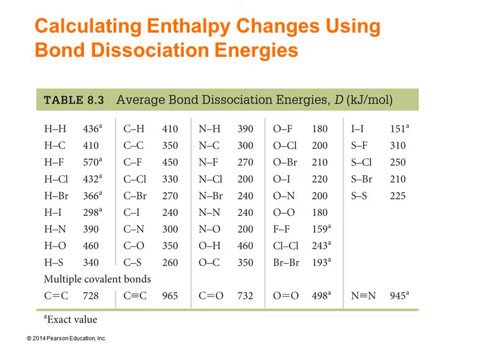One thing I really want you to note when you're looking at this table is the sign of all these bond dissociation energies. All these bond dissociation energies are positive. And if they're all positive, what does that mean? It means the process of breaking a bond is endothermic. In order to break a bond, it requires energy.